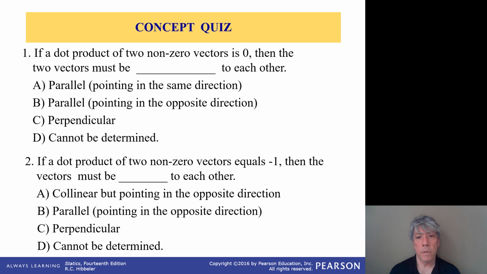If a dot product of two non-zero vectors is equal to -1, then the vectors must be what to each other? Well, let's see. Dot product is -1. That's 100%. That means that they're at least collinear. But if it's negative, then what that means is one vector points one way and the other vector points in the opposite direction. So collinear but pointing in the opposite direction would be the answer I would choose. Notice parallel pointing in the opposite direction doesn't work because for a vector to have a dot product that's non-zero, they have to touch at one point at least. Okay.